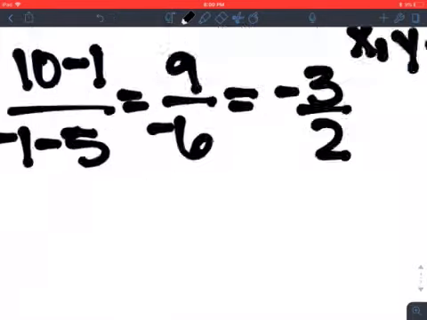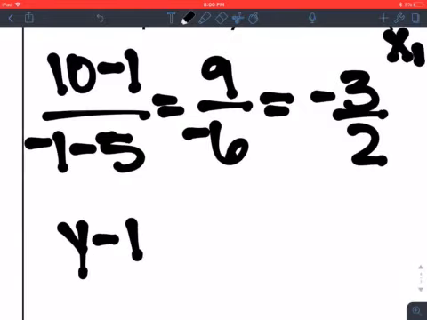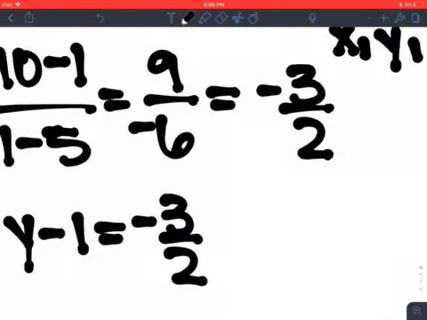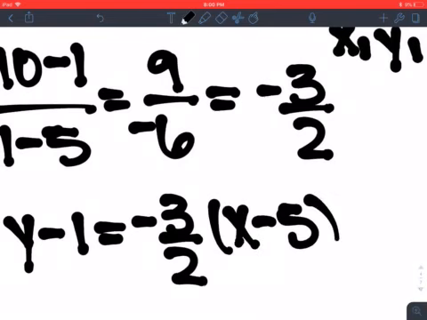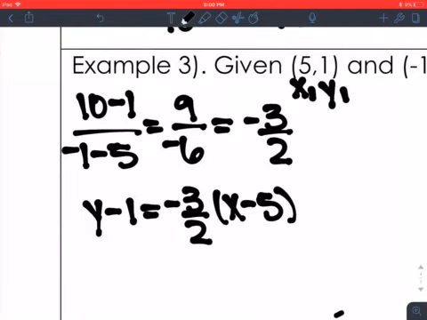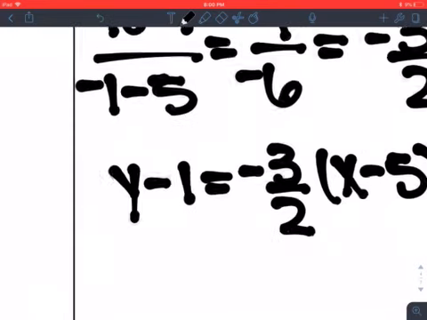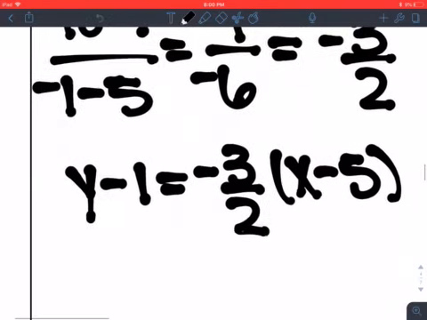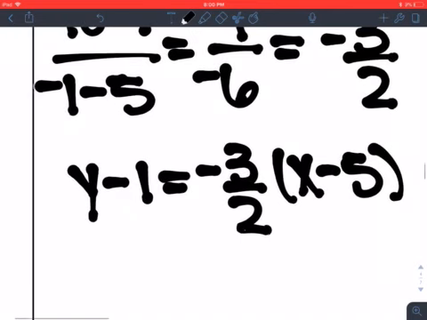So I'm going to get y minus 1 equals negative 3 over 2, and then x minus 5. Now, if I look at my diagonals, I notice that the 2 doesn't go nicely into the 5, which means we're going to get some decimals or some fractions. So what I like to do is get rid of my fractions so I don't have to deal with them. My rule is you multiply by the denominator, and you multiply everything on the outside of the parentheses by the denominator.